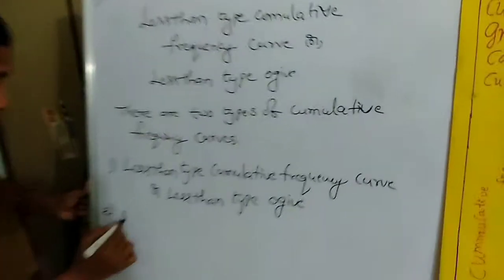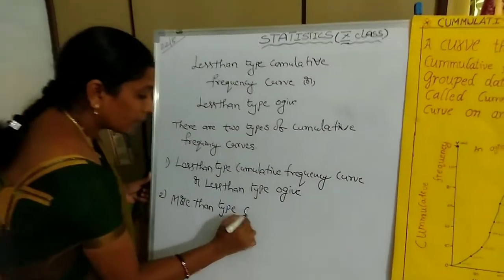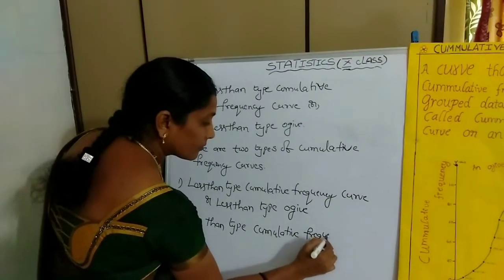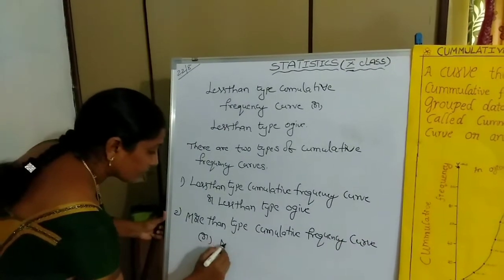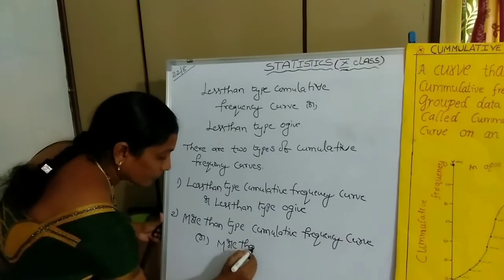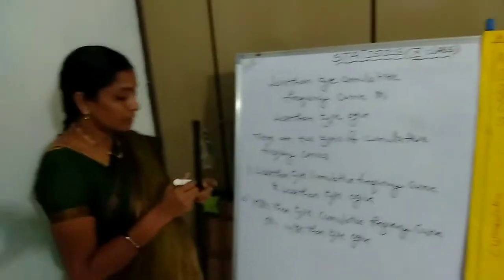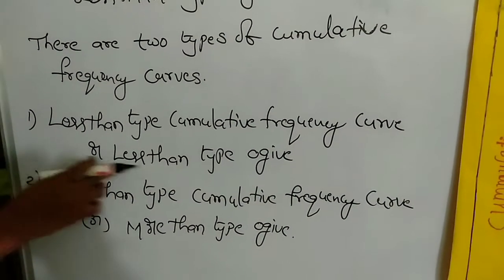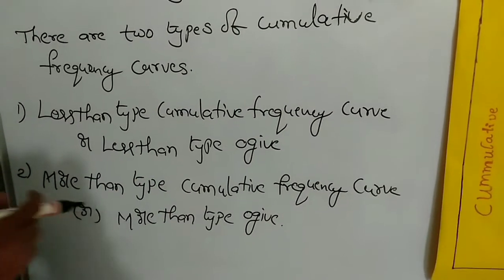And the second one is the more than type cumulative frequency curve, or more than type ogive. So there are two types of curves here. The first one is the less than type cumulative frequency curve, or less than type ogive. And the next one is the more than type cumulative frequency curve, or more than ogive.